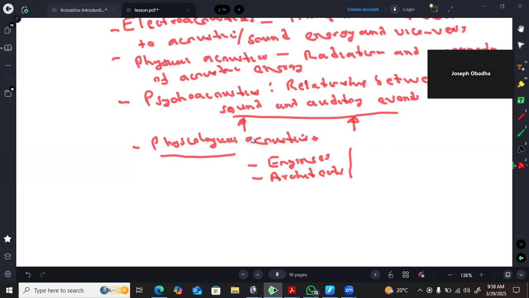So there must be professionals that design the sound effects. So that's why we are concerned with the issues to do with room acoustics. Room acoustics: how do we design the room so that certain aspects of the acoustical behavior are achieved?